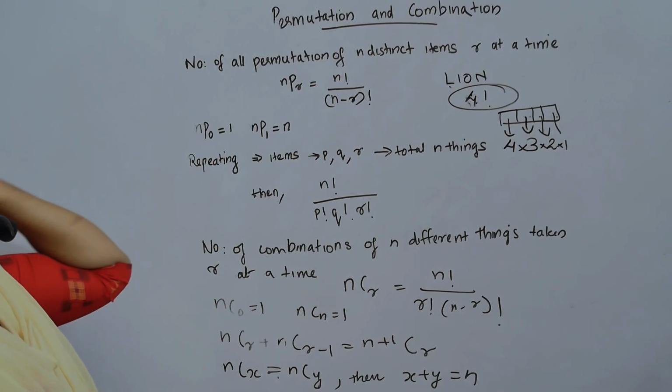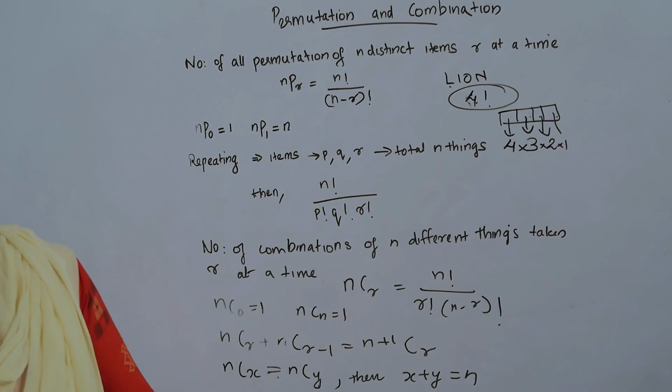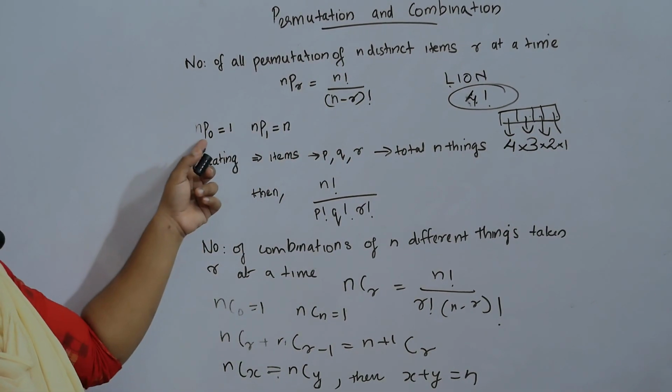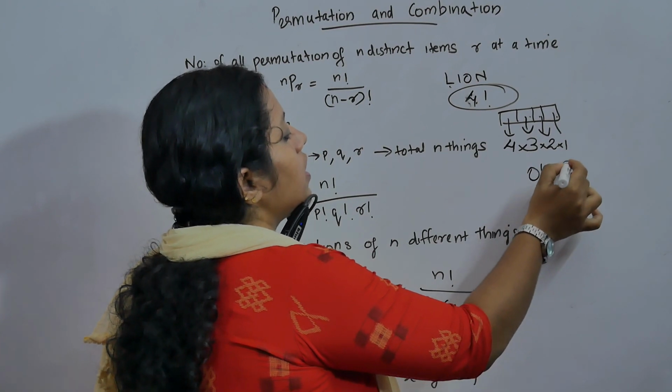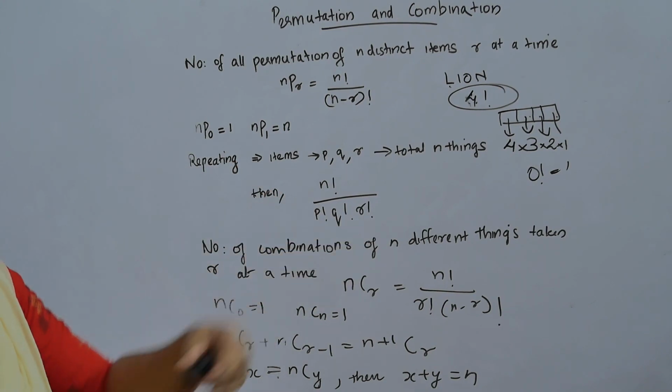Now what is nP0? nP0 is 1, nP1 is n. No need to learn this by heart; when you substitute here you will get it. Other than that, what is 0 factorial? 0 factorial is 1. That means if you are substituting, you may need 0 factorial.